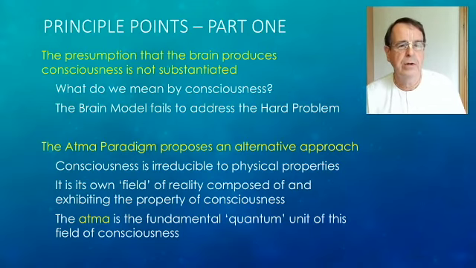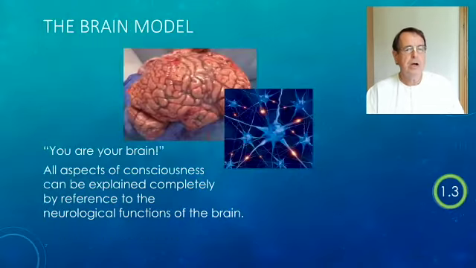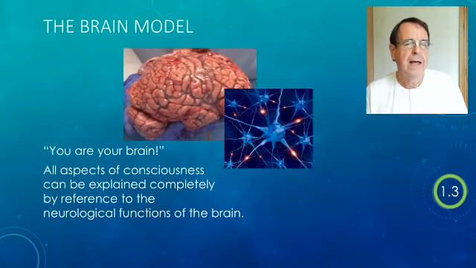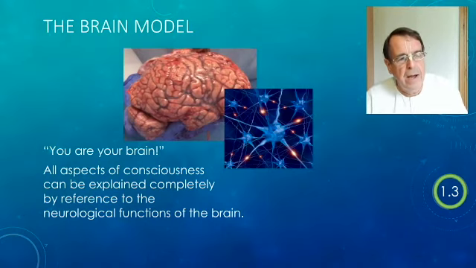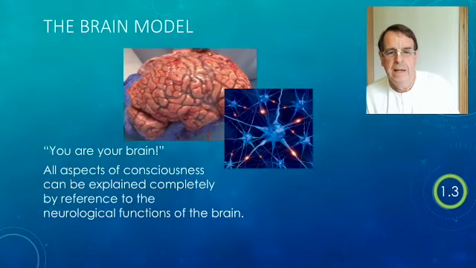I'm going to take you through these principal points now. We start with what I give a shorthand called the brain model. This is the idea that you are your brain, which is a common statement that I've heard from various neuroscientists. And the idea is that all aspects of consciousness can be explained completely by reference to the neurological functions of the brain.